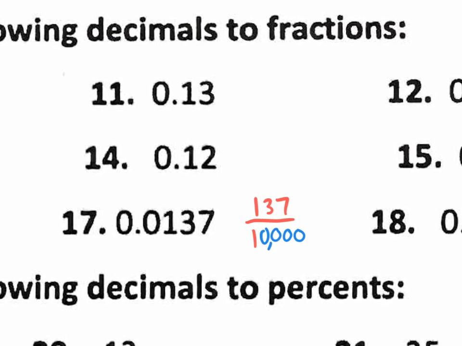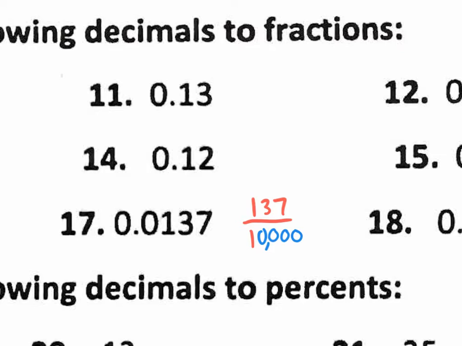Number 11, what's number 11 going to be as a fraction? 13 over 1 with 2 zeros, because there's 2 numbers right there. Or you could think of it as tenths, hundredths. So yeah, 13 hundredths. Number 14, how am I going to write that as a fraction? 12 over 100.